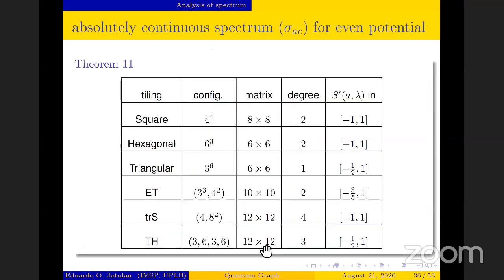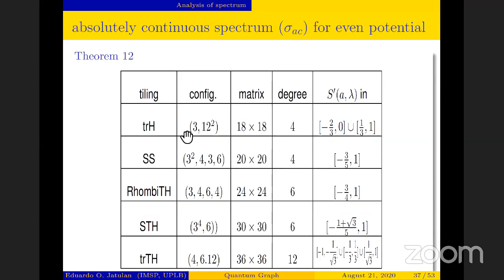And to summarize all, of course, these are just the simplest expressions. So for the other one, we have the truncated hexagonal tiling, truncated square. As we can see, they are in absolutely continuous spectrum if their S prime is in this given interval. So as we can see in square, hexagon, and truncated square tiling, they coincide with the spectrum of the one-dimensional Schrodinger operator. But the rest, they have just a subset of the spectrum of the Schrodinger operator in one dimension.